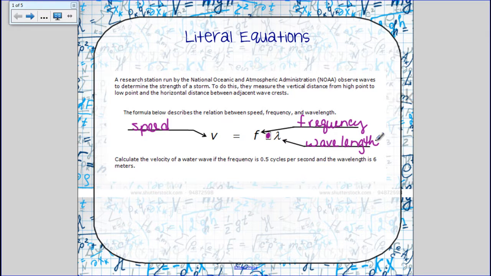So we're going to use this formula to calculate the velocity, the speed of a water wave, if the frequency is 0.5 cycles per second and the wavelength is 6 meters. The velocity is equal to the frequency, 0.5 cycles per second, times the wavelength, 6 meters. When I multiply that together, I get that the velocity is 3.0 meters per second. So there is the velocity of the wave. That's how fast it is moving. That's how we use the formula.